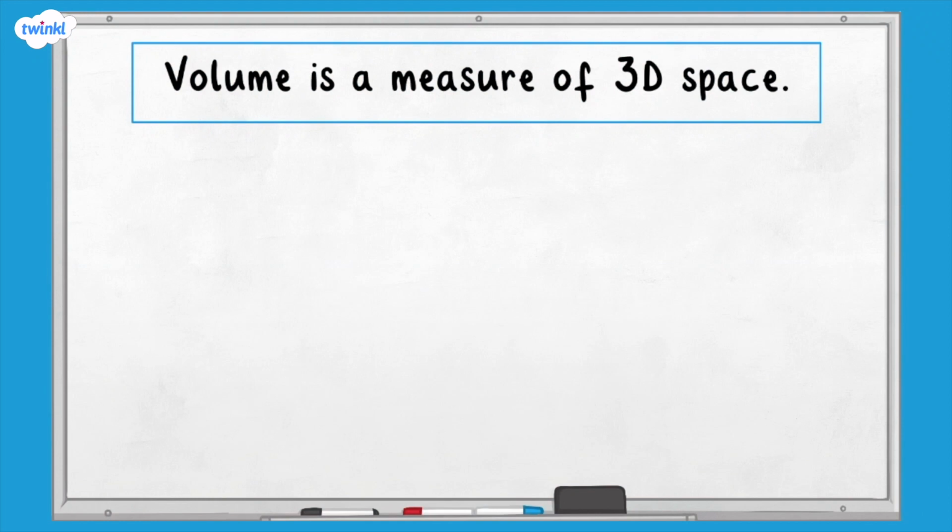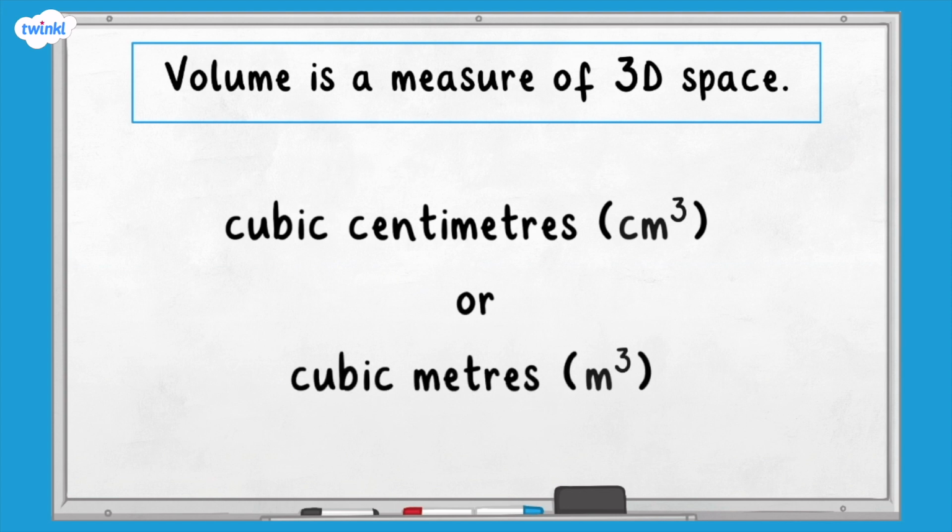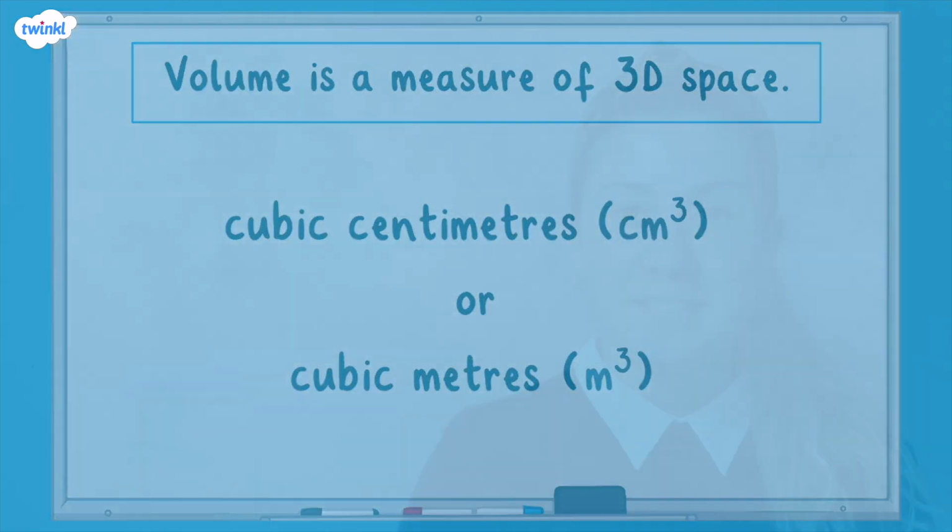Volume can be measured in cubic units, such as cubic centimetres or cubic metres. We will use cubic centimetres to measure the volume of three-dimensional shapes in our examples. If a three-dimensional shape is presented in a way that shows it is divided into cubic units, we can work out the volume of the shape by counting cubes.